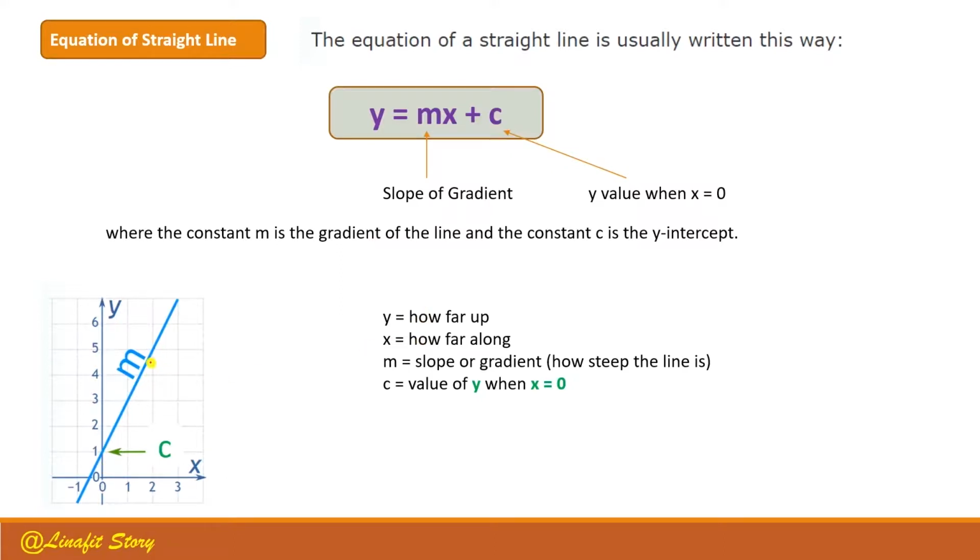So, for example, this graph, the gradient is, we will choose these 2 points. How far up is 1, 2, 3, 4. Out of how far down? 1, 2. 4 divided by 2 is equal to 2. c is the y-intercept. When x is 0, y is equal to 1.